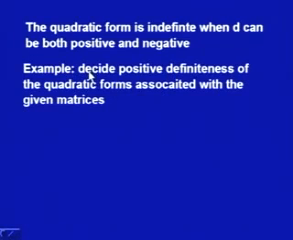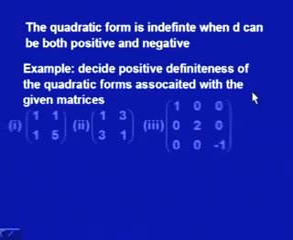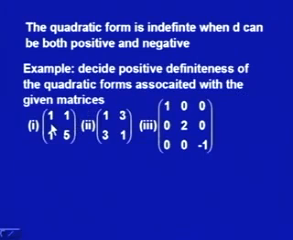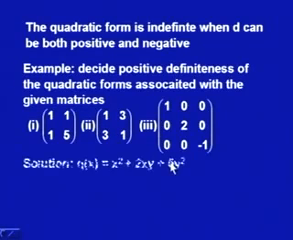So in this example we try to decide the positive definiteness of the given quadratic forms. In the first we have the associated matrix 1 1 1 5, in the second we have the associated matrix 1 3 3 1, and in the third we have this matrix. We will go one by one.